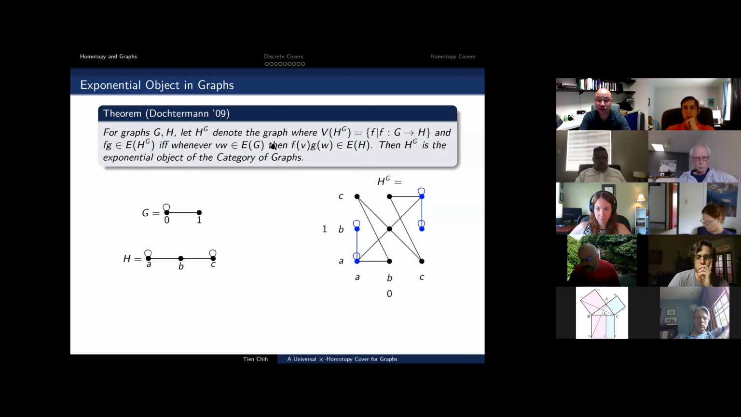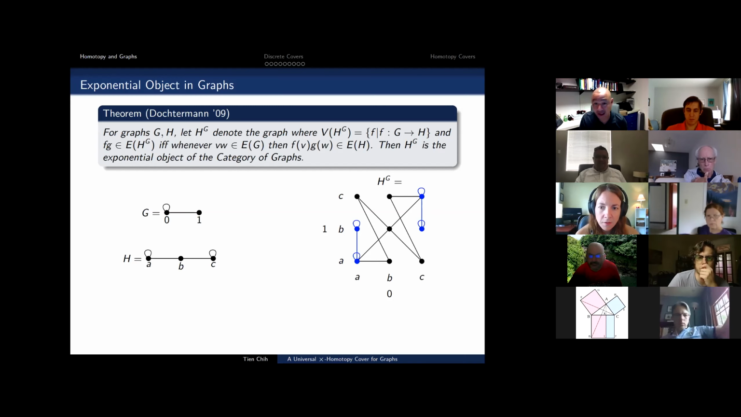Right. And so what happens, if I can ask the audience, if I replace this G here with an F? Sorry, say again, I missed it. Which G? This G here. So instead of f of v, g of w, if I said, all right, whenever vw is in E of G, then f of v, f of w is in E of H.